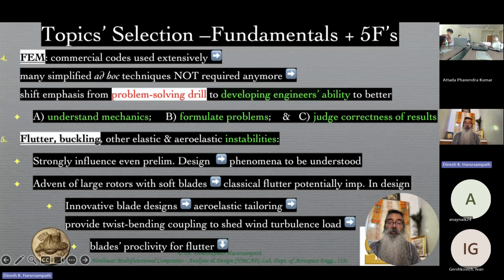But here we are talking not of those kinds of tailoring, but aeroelastic tailoring. In other words, the aeroelastic properties of the structure are tailored in such a way that flutter can be delayed, at least, if not avoided completely. So essentially what we are going to do with these kinds of soft blade designs is to provide a coupling between some of these things.